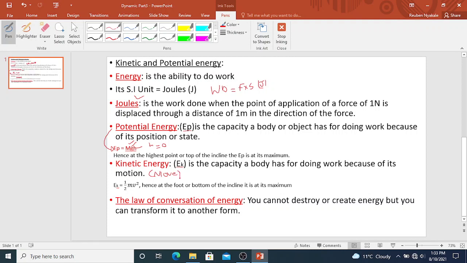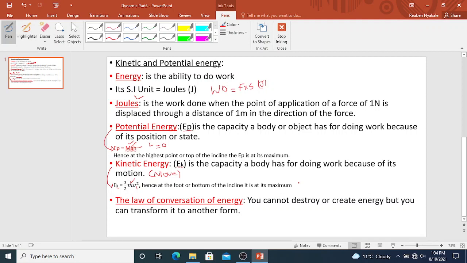You are actually applying energy to move, by the way, from point A to point B. Now the formula for kinetic energy is EK equals half multiplied by mass, M for mass, V for velocity, multiplied by velocity. It is half multiplied by mass multiplied by velocity squared. Hence, at the foot or bottom of the incline, it is at its maximum.